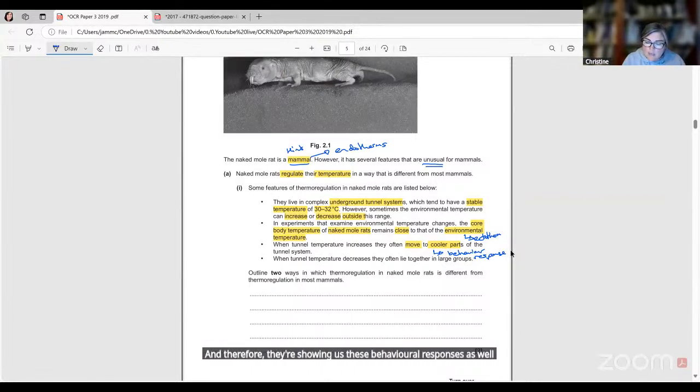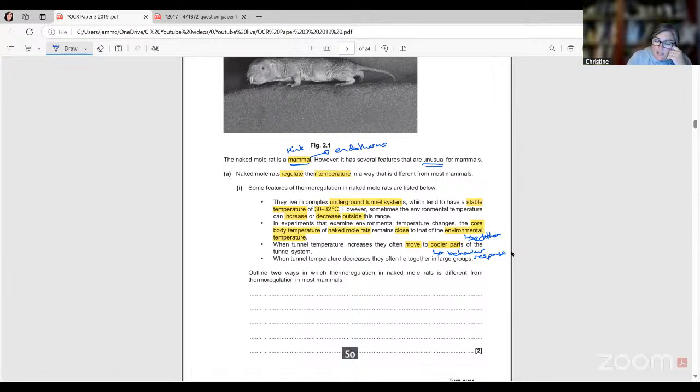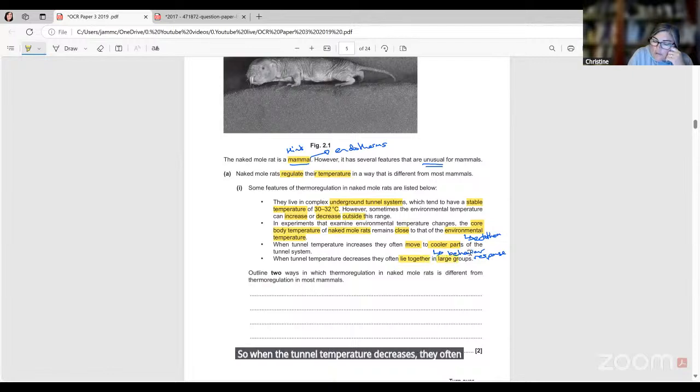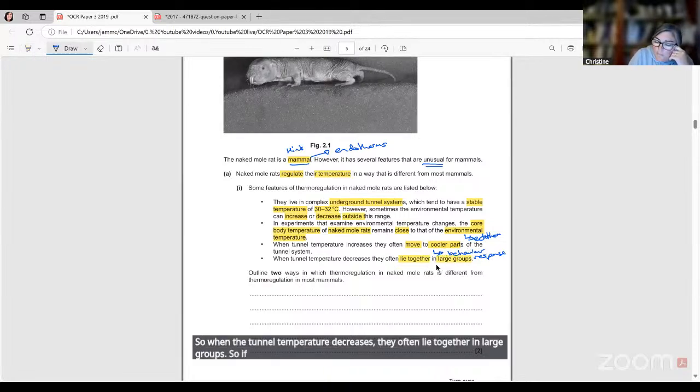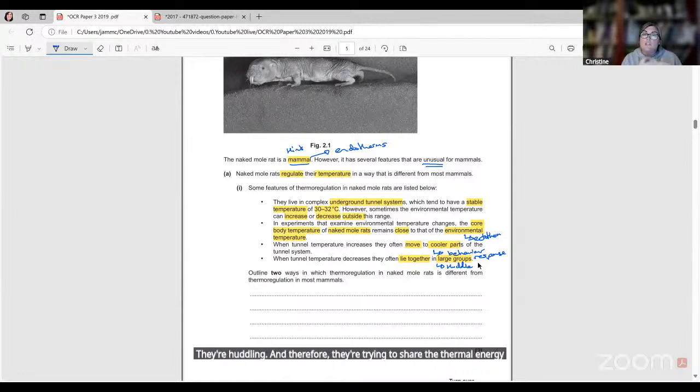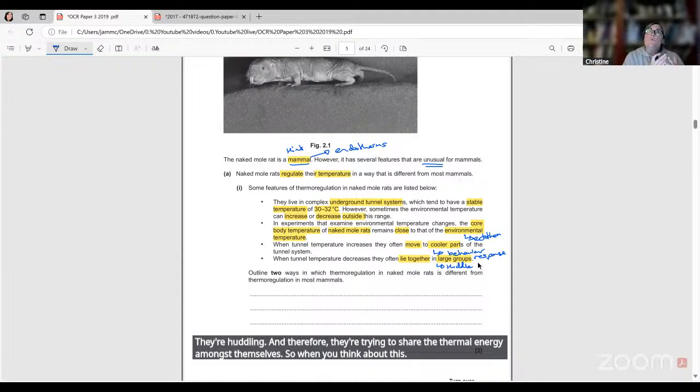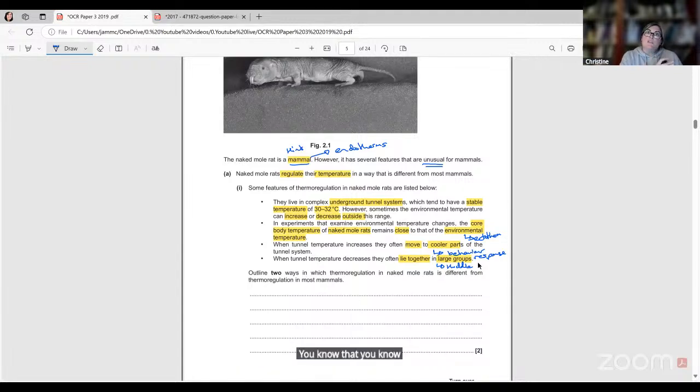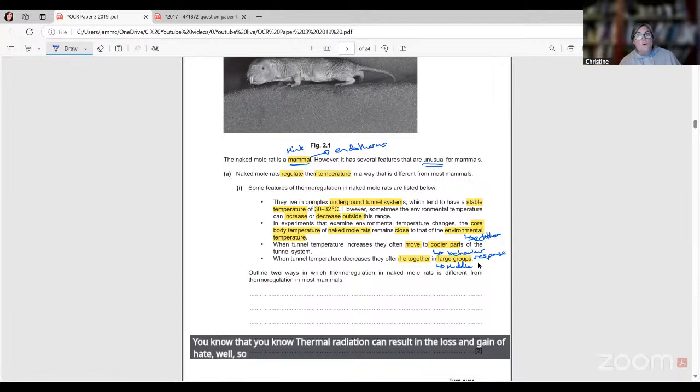So let's just carry on and say what they do. When the tunnel temperature decreases, they often lie together in large groups. So if they're lying together in large groups, they're huddling. And therefore, they're trying to share the thermal energy amongst themselves. So when you think about this, you know that thermal radiation can result in the loss and gain of heat. Well, so can conduction. And then you've also got convection, and you have the evaporation side of things.